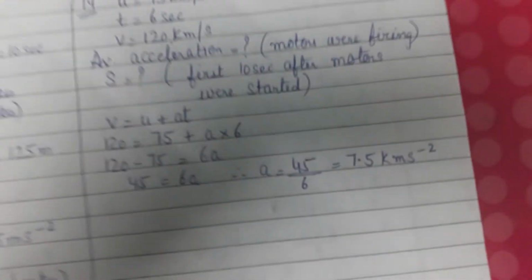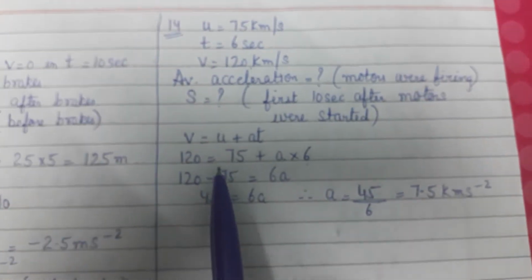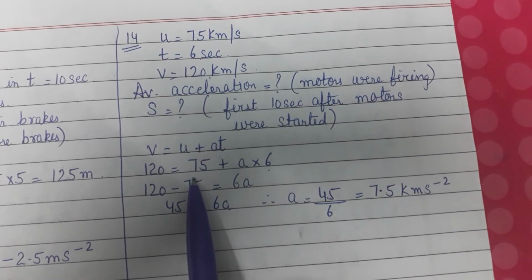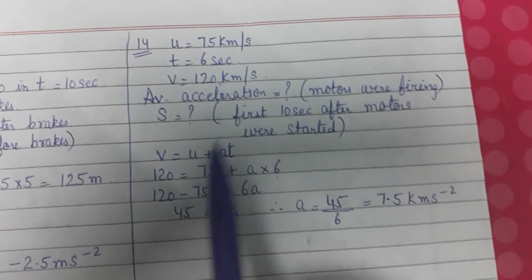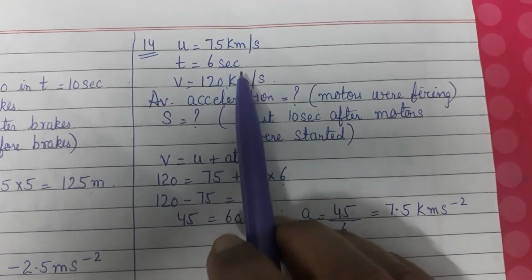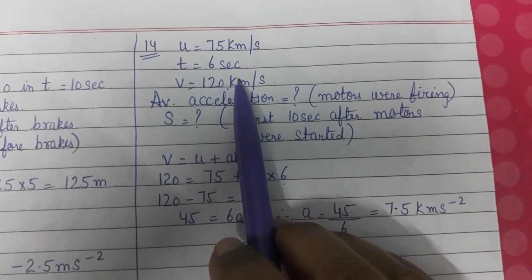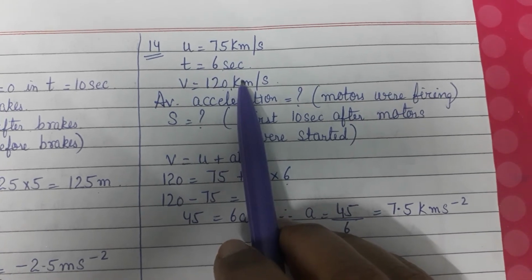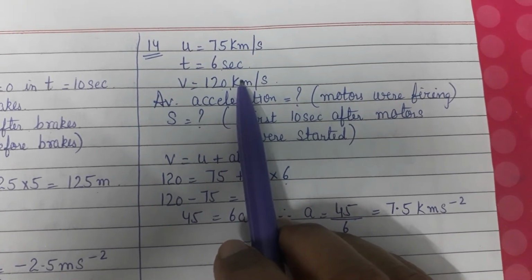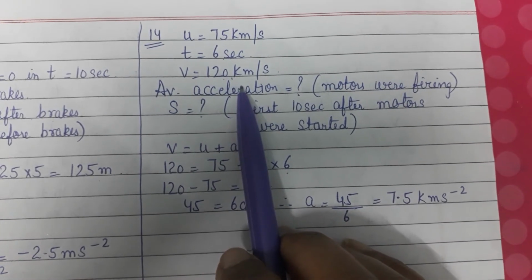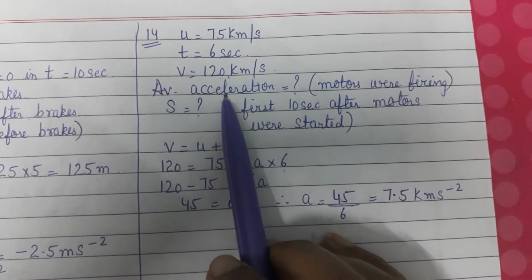The 14th numerical, I have just solved the first part of the numerical. Okay, I'll read out. There is a spacecraft which is flying in a straight course, and its initial velocity is 75 kilometers per second. It takes 6 seconds for the rocket motors to be fired, right? And at the end of this time, the speed is 120 kilometers per second. You are supposed to find out the average acceleration.